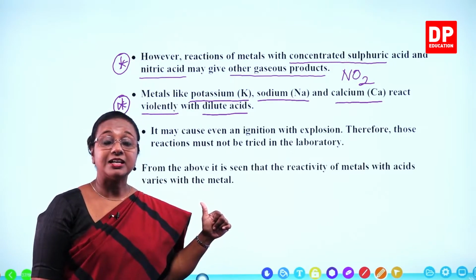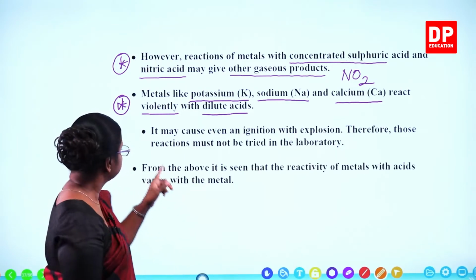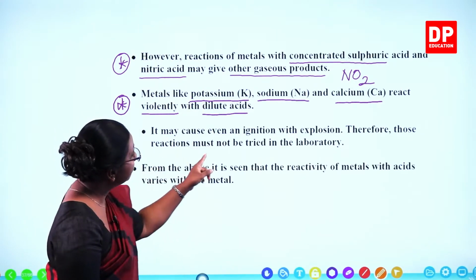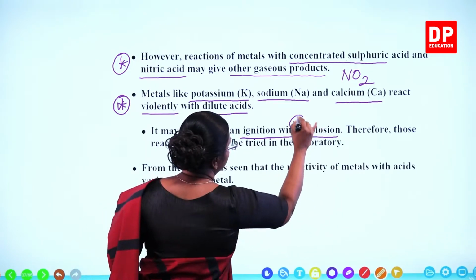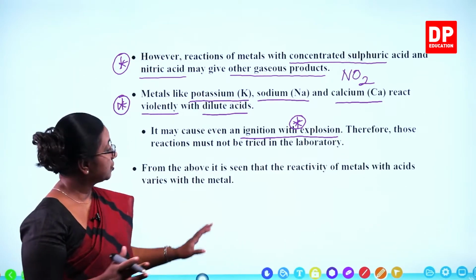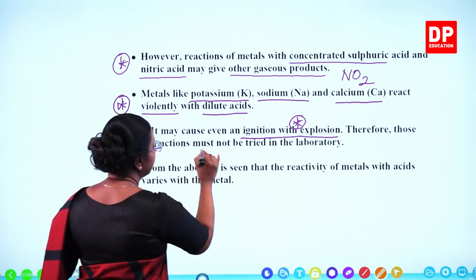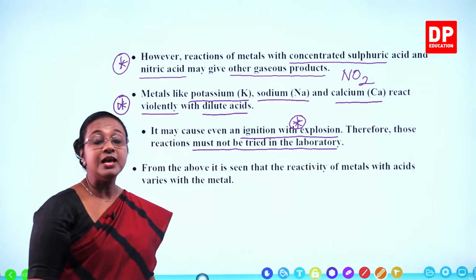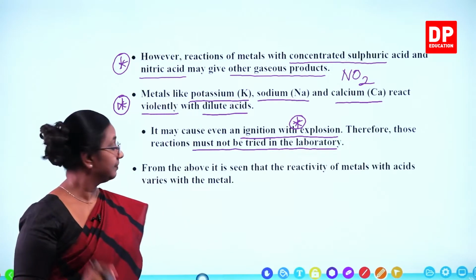When I discussed the activity, I told you all we are not using sodium. It may cause even an ignition with explosion. So it can catch fire and there can be explosion. Therefore, those reactions must not be tried in the laboratory. You have to keep that in mind.